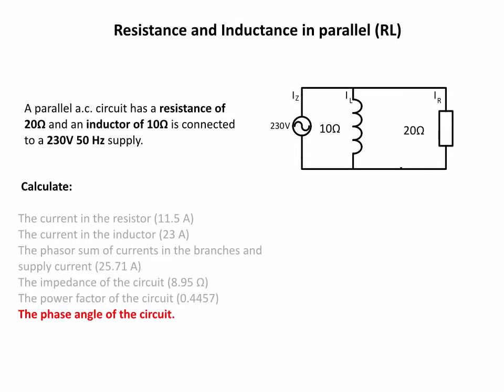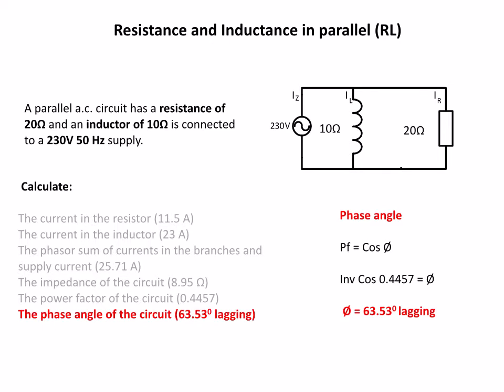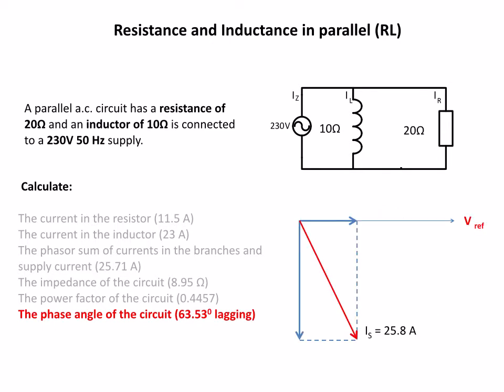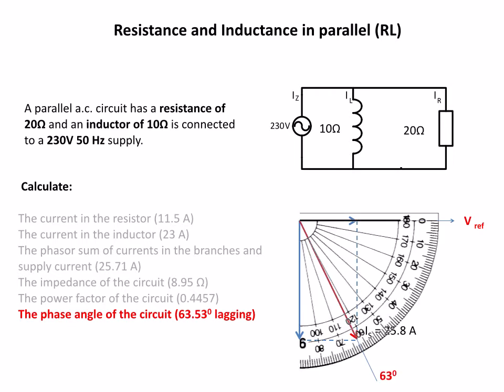The angle of the circuit is going to be the inverse cosine of that 0.4457. So the inverse cosine of that gives us 63.53 degrees. And we know it's lagging because it's an inductive circuit and our phasor current was drawn down. There's our supply current there, and we can check with the protractor, and that gives us just over 65 degrees.